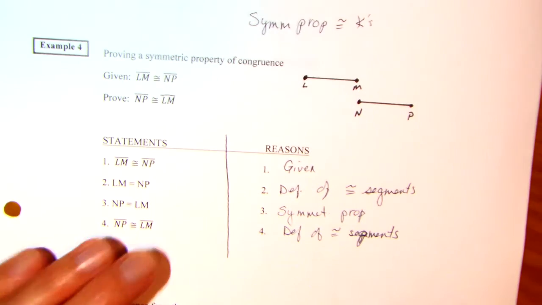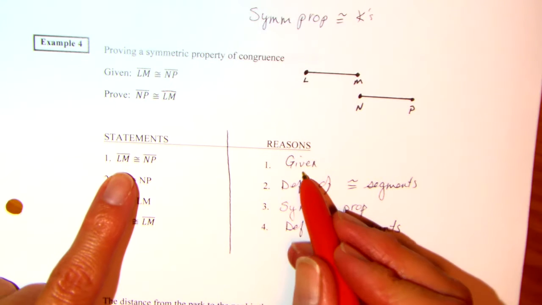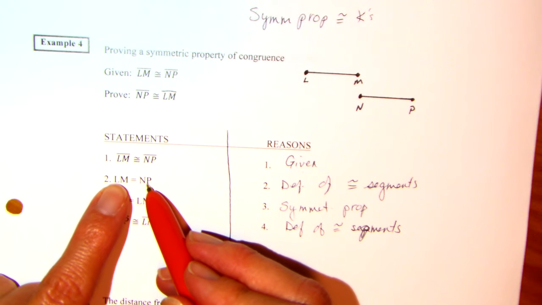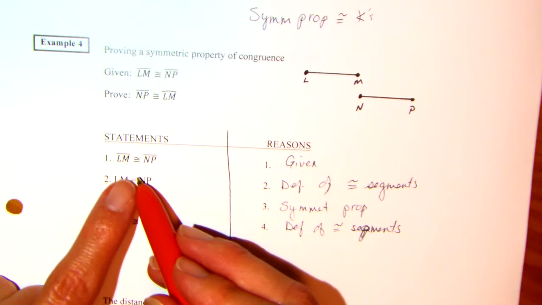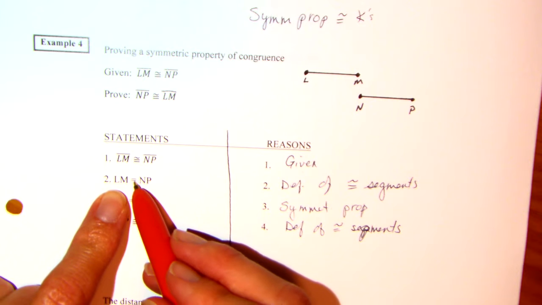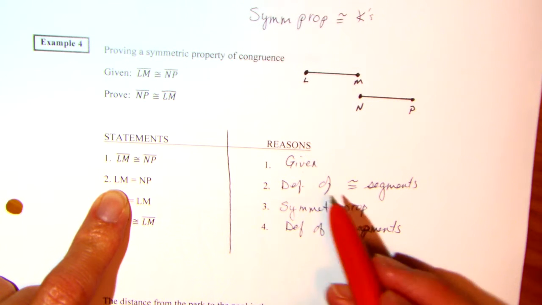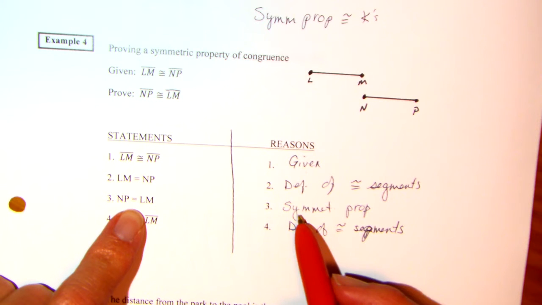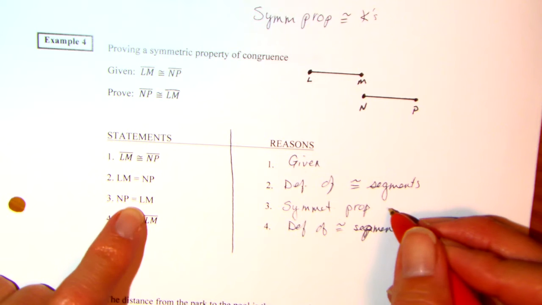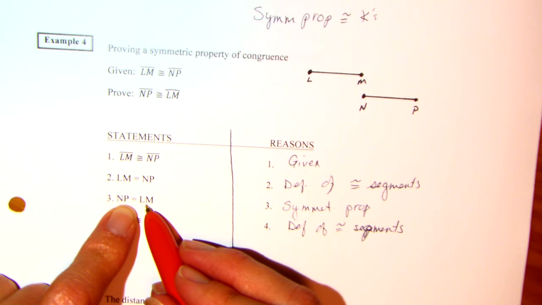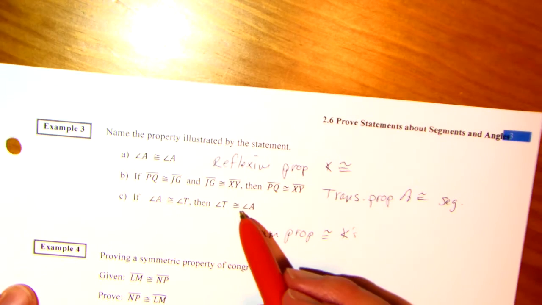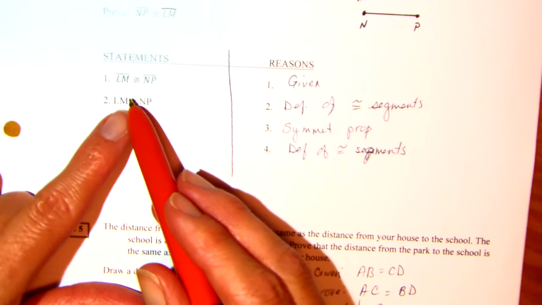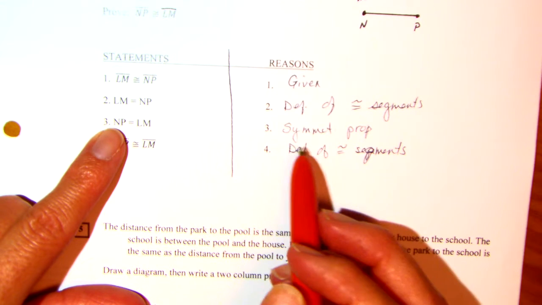Let's make our two columns, and here we go. So right away it's given. Well, I know if my segments are congruent, their measures are the same. Notice I don't have a line above them, and the congruent symbol is now equal. So that's your definition of congruent segments. We do know that symmetry property of segments does hold true. So we're not using the congruence because we're proving it. So we already do know that I can switch those around because that is symmetry property.